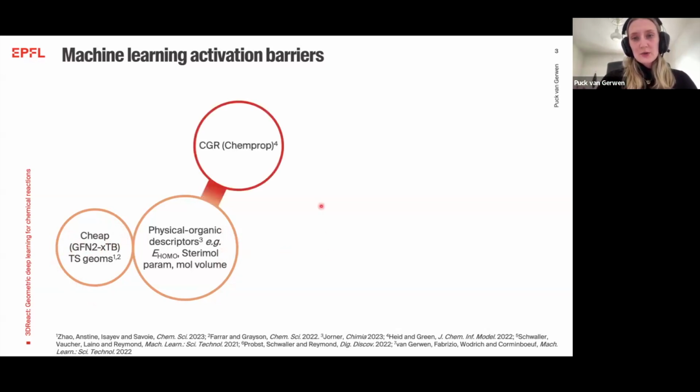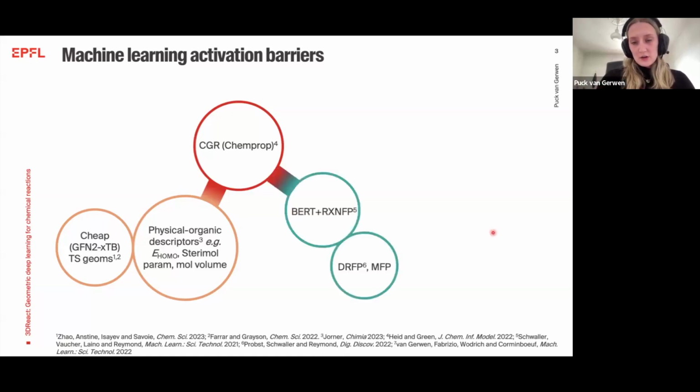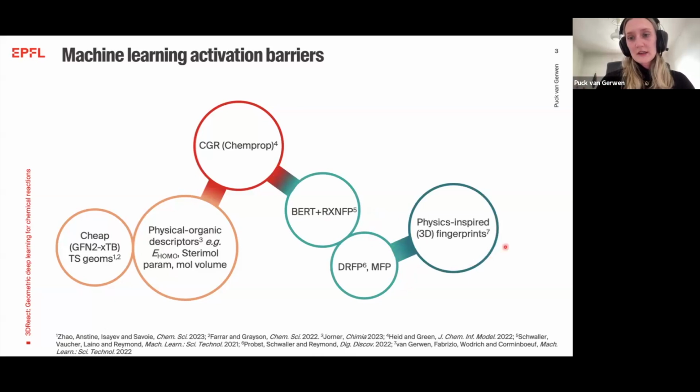Another approach, which I will talk about in more detail, is a condensed graph of reactions. This is a 2D description of a chemical reaction. You could also directly use the reaction SMILES strings that we saw and feed them into transformer models or into other types of fingerprints. And you could also use the 3D geometries of reactants and products, and I will call these physics-inspired fingerprints, and I will also talk about those in more detail.